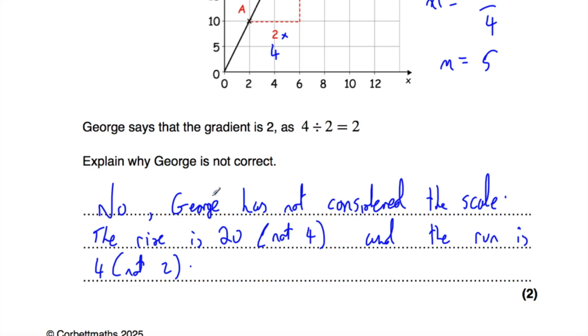And that's it. I've just explained that no, George has not considered the scale. The rise is 20 and not 4, and the run is 4 and not 2. And therefore the gradient is 5 and not 2. And that's it. Okay, let's look at our next question, question number 7.